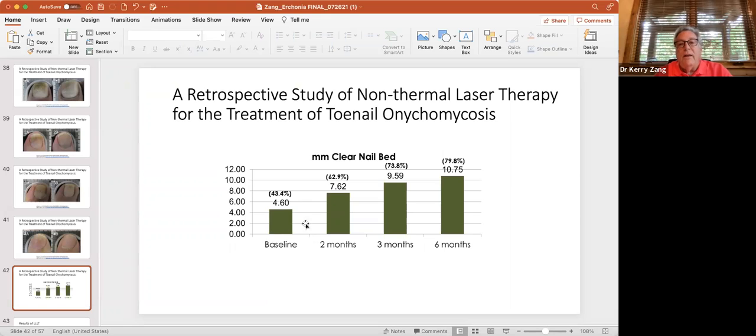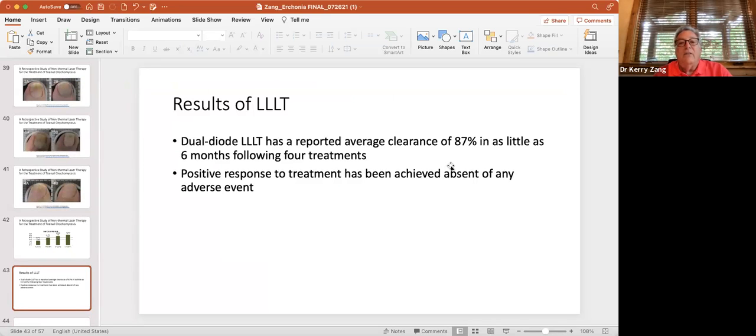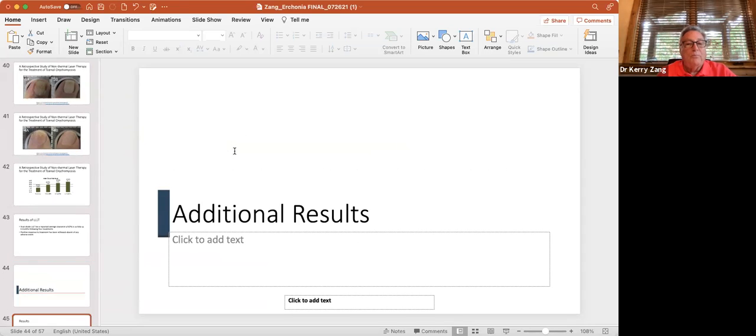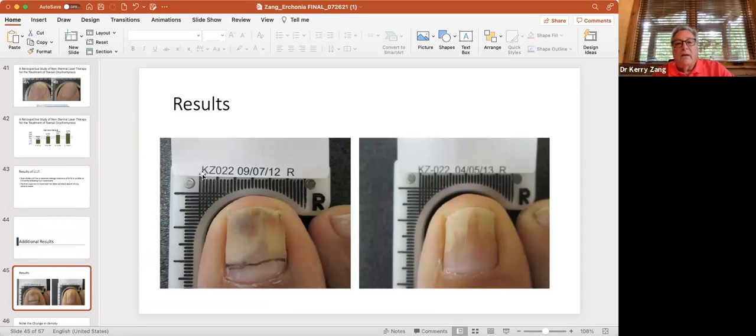Our clear nail bed at 6 months was 79%. And the dual diode, the average clearing in 6 months following 4 treatments was 87%, with a positive response to treatment and with the absence of any adverse effects. These are the studies, and this was a 7-year study with the FDA. So you can actually see the treatments, and you can see the dates, right around 6 months.